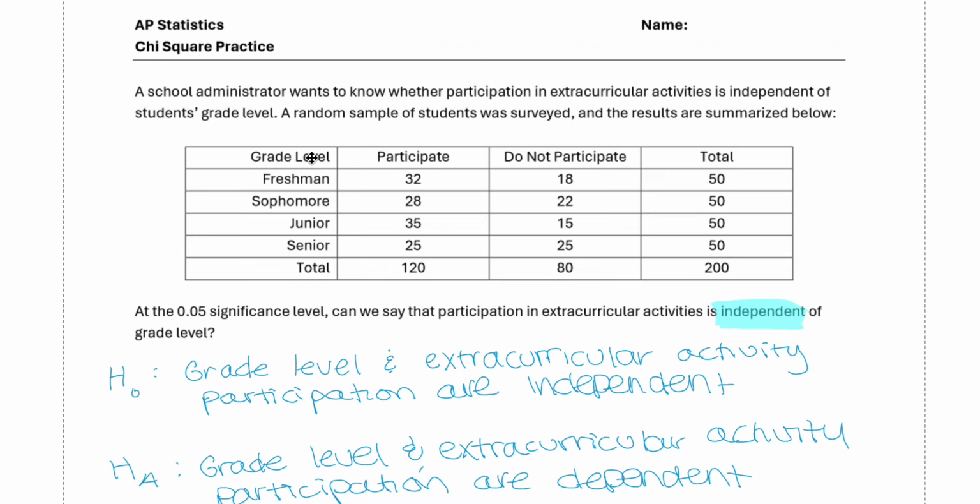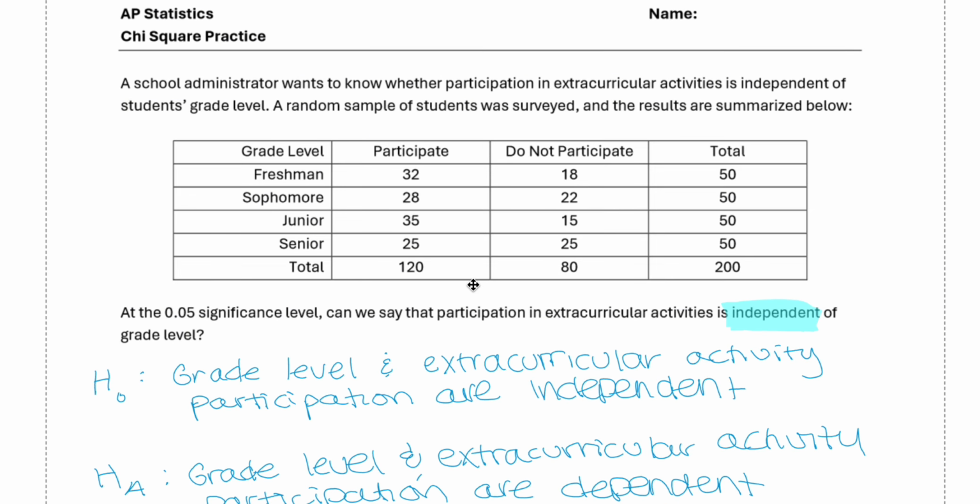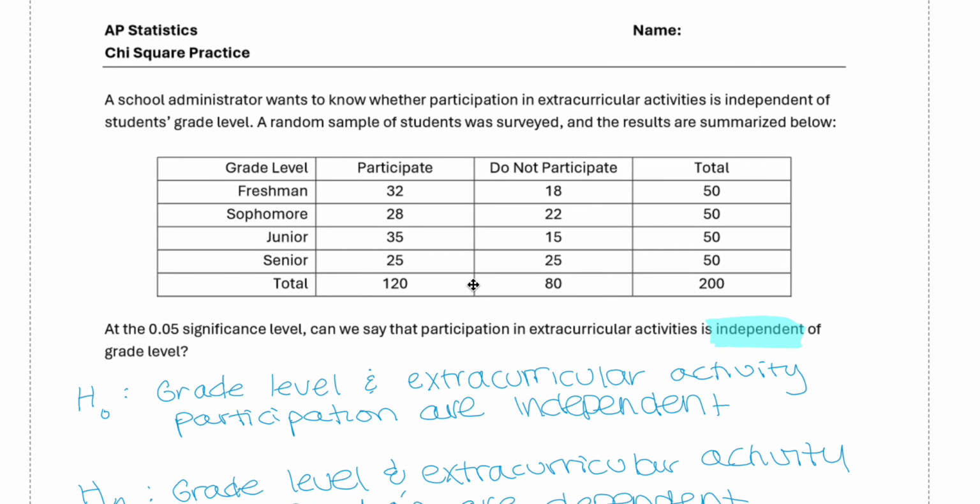So the columns right here are the grade levels, and the rows mean the two choices were given, participate or not participate. At the 0.05 significance level, can we say that participation in extracurricular activities is independent of grade level? So this is a chi-square test for independence.